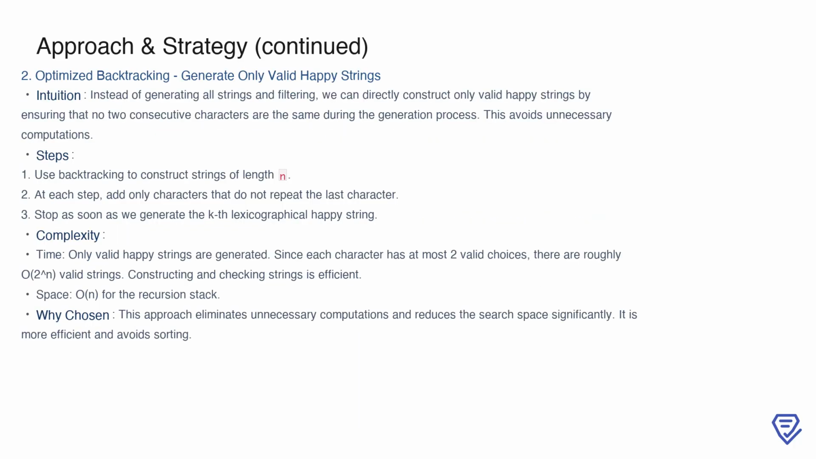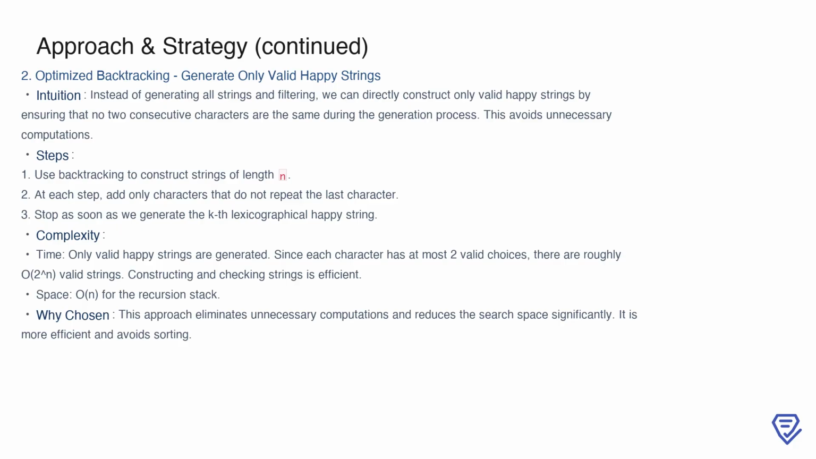A more efficient alternative is to optimize the backtracking process by generating only valid happy strings directly. The key intuition here is that instead of generating all strings and filtering afterward, we can construct happy strings on the fly by ensuring that no two consecutive characters are the same during the generation process. This significantly reduces the computational burden. Using backtracking, we construct strings character by character, and at each step, we add only those characters that do not repeat the last character. We continue building until we generate the Kth lexicographical happy string, at which point we can stop. This method is much more efficient because it avoids unnecessary computations.